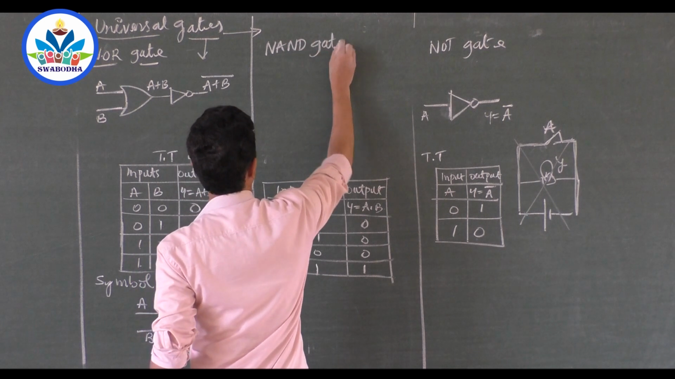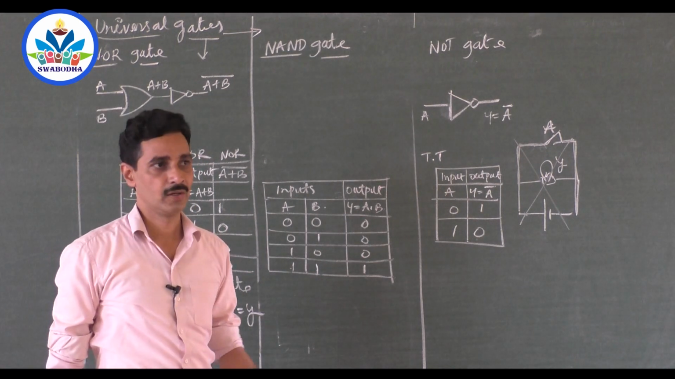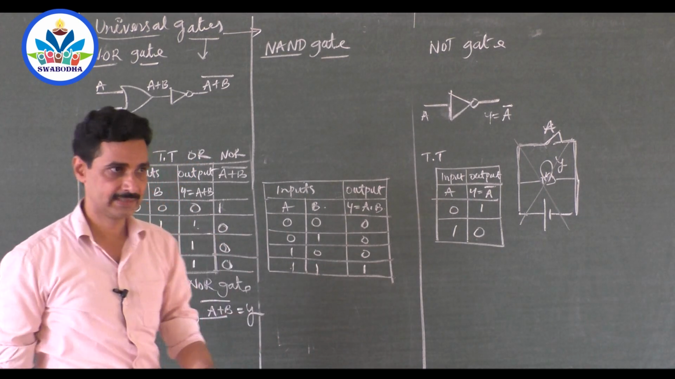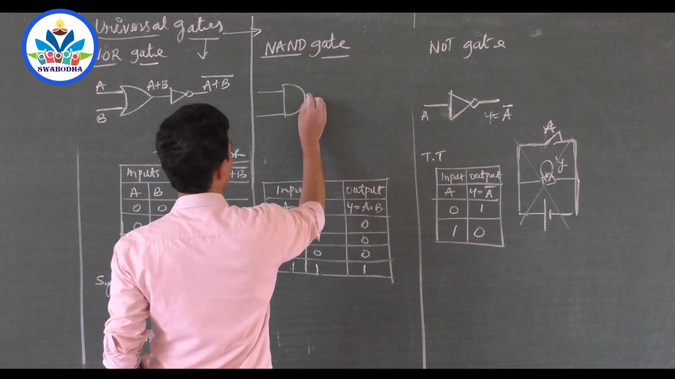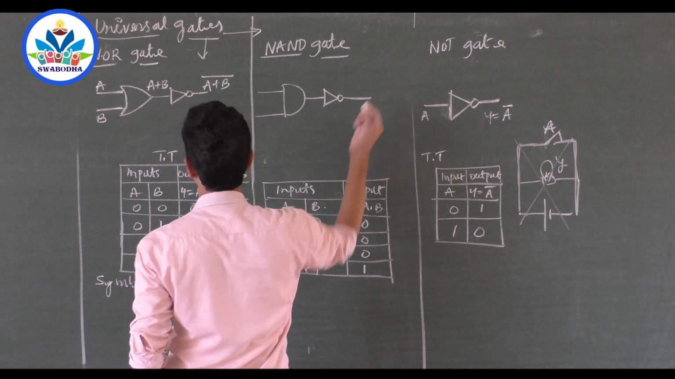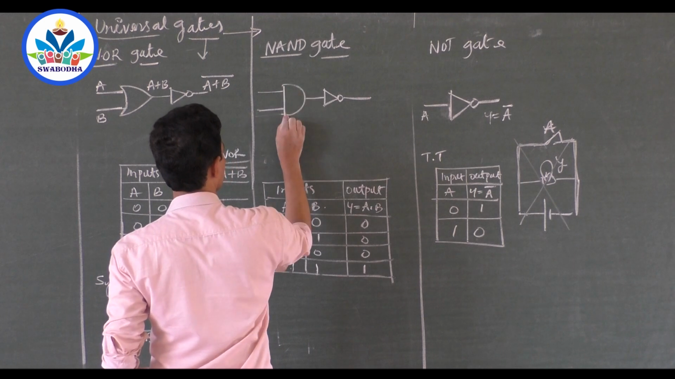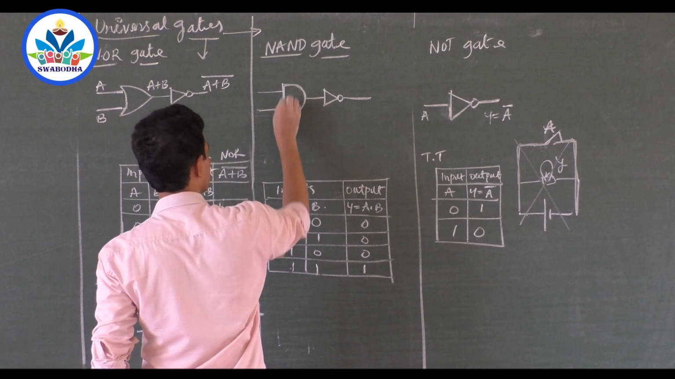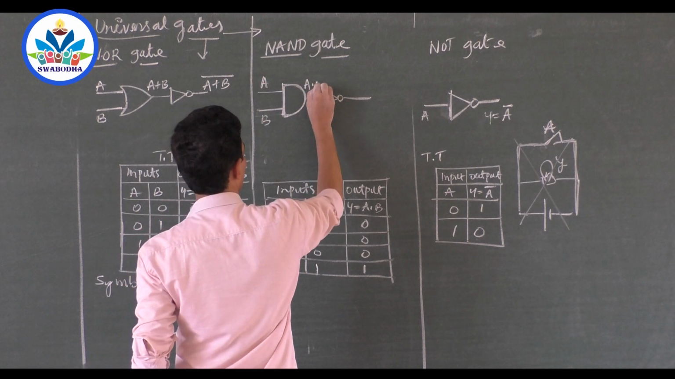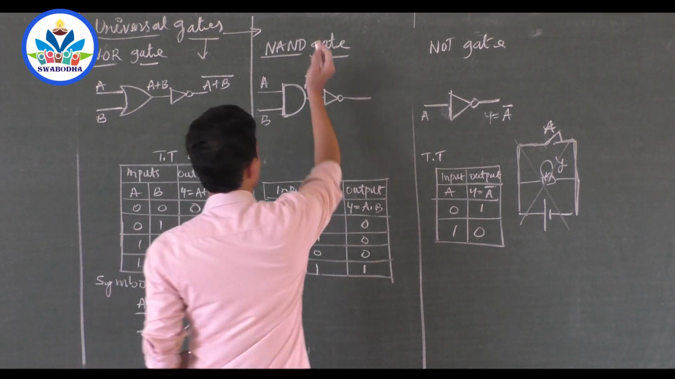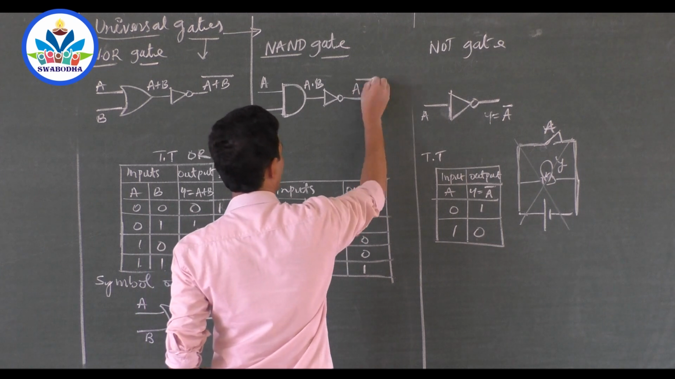Now how do you construct a NAND gate? A NAND gate is a digital logic circuit obtained by connecting a NOT gate to the output of an AND gate. The AND gate is like this. Connect a NOT gate to this output here, and you will get the NAND gate. These are the inputs A and B, and the output is A dot B bar, the complement of A dot B.